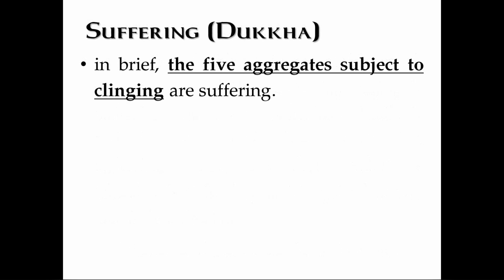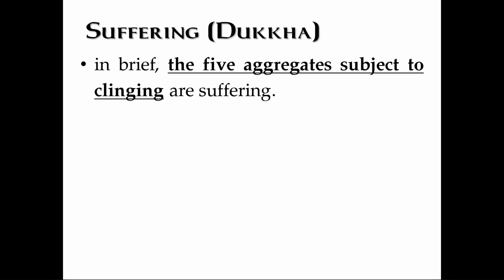There are many types of suffering. Now the Buddha used the summary method. In brief, the five aggregates subject to clinging are suffering. We have five aggregates: Rupa, Vedana, Sanna, Sankhara, Vinnana. These are the five aggregates.